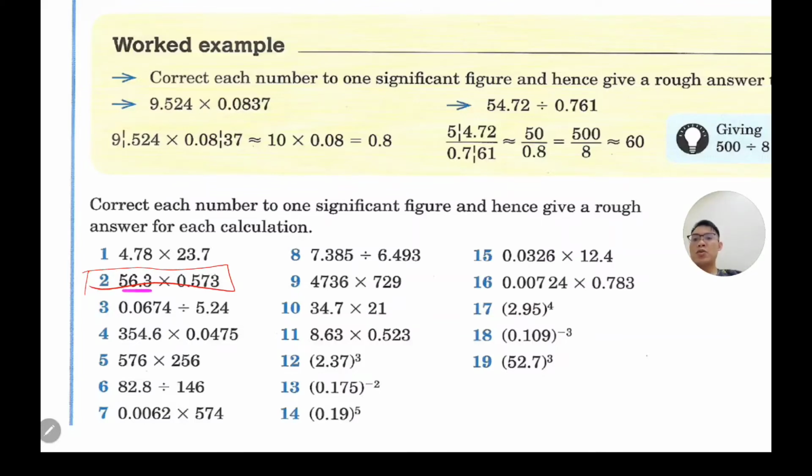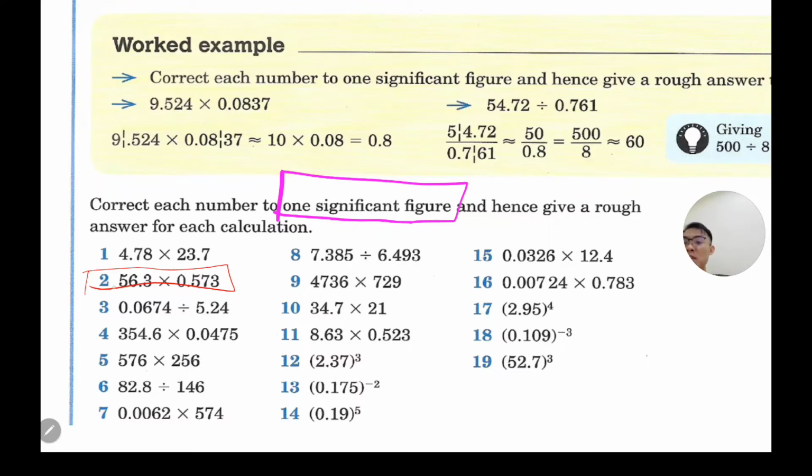So we have to transform 56.3 into one significant figure. Why? Because it's according to the given. Remember, you have to change the given to one significant figure, and then the final answer must be rounded off to one significant figure. So our 56.3 rounded to one significant figure becomes 60.